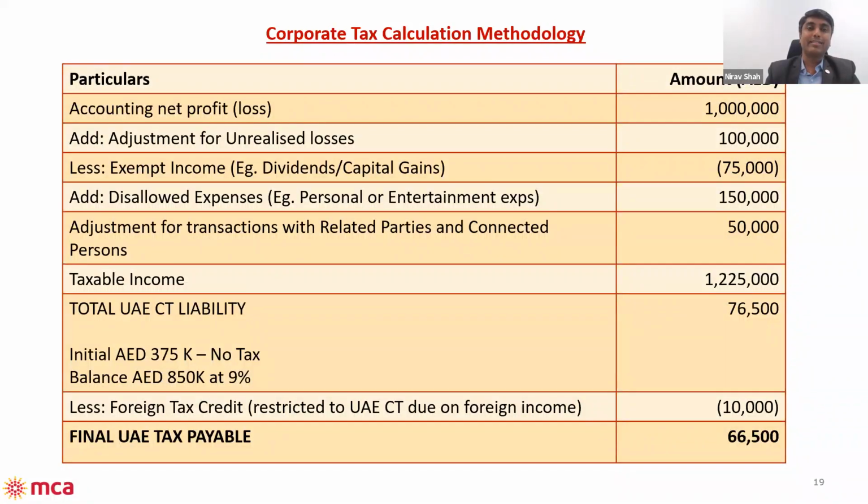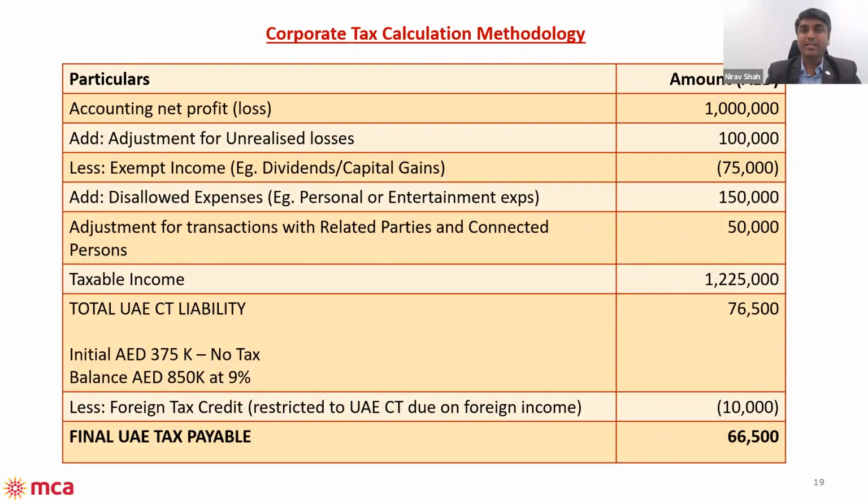I will again disallow expenses which are not allowed, say for example, expenditure of a personal nature or an entertainment expense. I will disallow that. Then an adjustment for transfer pricing, basically transactions with related parties. If it's not at arm's length, I will make that addition. That way I will come to the taxable total income. So my taxable total income and my accounting profit are different. In almost all cases, we'll see this difference.